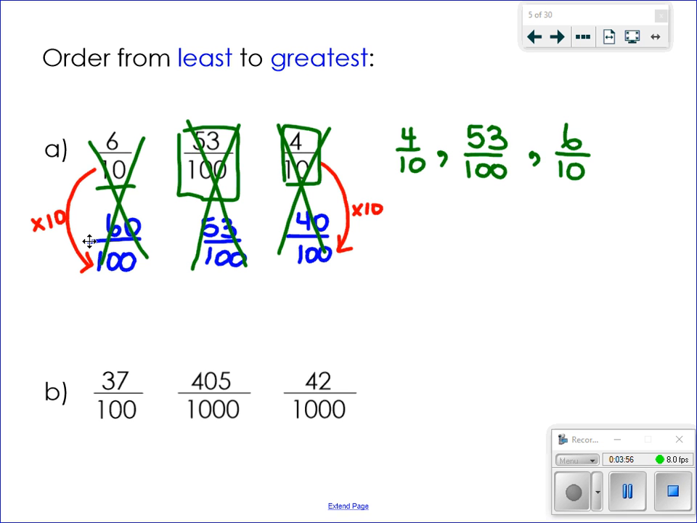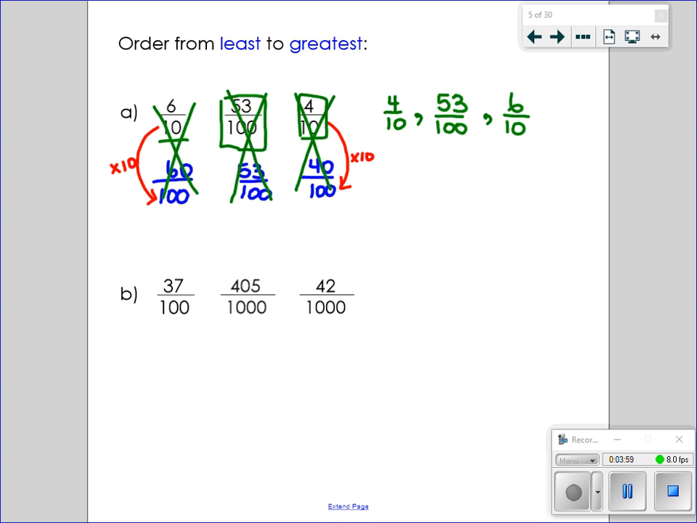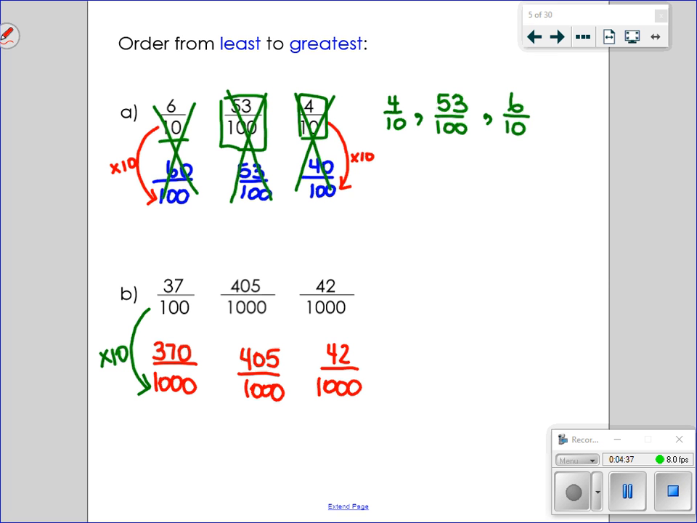The exact same way. I have 37 hundredths, I have 405 thousandths, and I have 42 thousandths. Well, I'm going to convert them all to thousandths by using equivalent fractions. So what if I had to multiply my denominator by? 100 times what gives me 1,000? Multiplying by 10. So if I've done that in the denominator, I do the same thing in the numerator. 37 times 10 is 370 thousandths. Then I have 405 thousandths, and I have 42 thousandths. Those don't need to be changed because they already have denominators of thousandths.